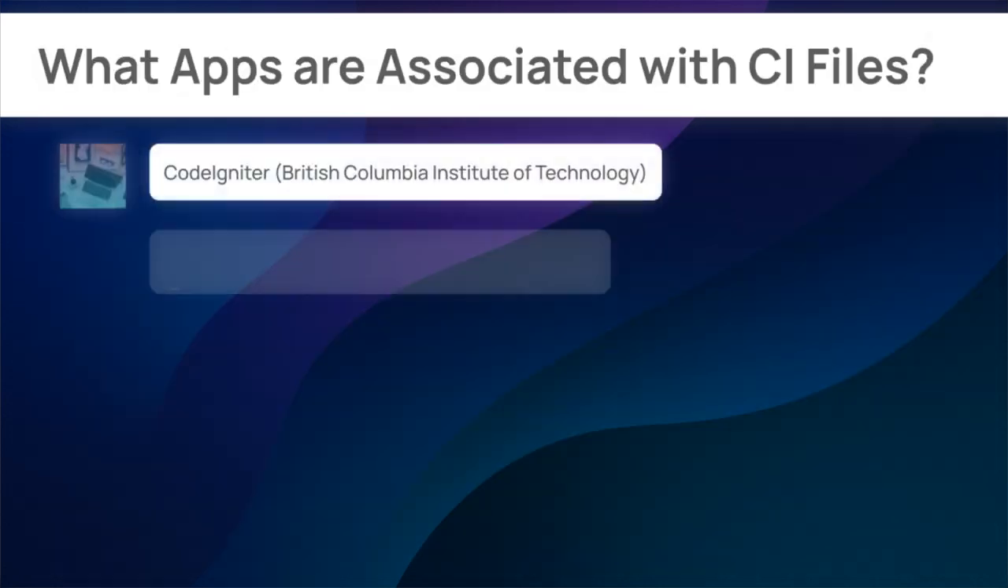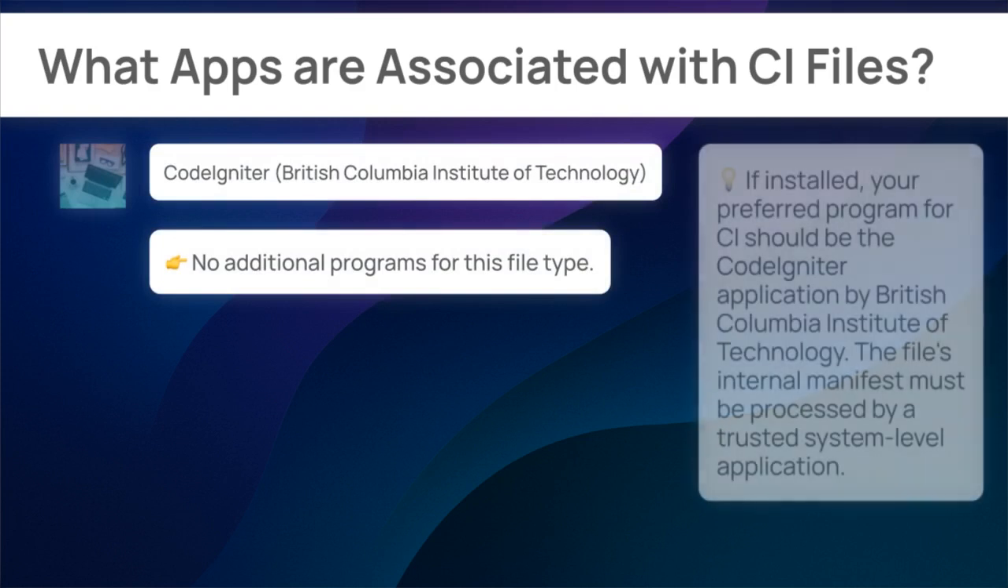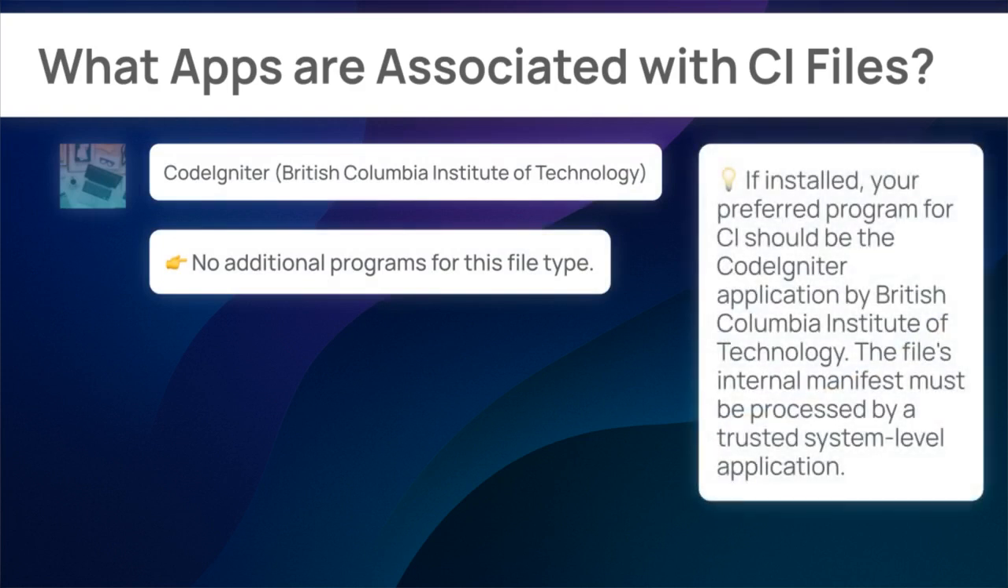For full compatibility with CI, use the proprietary CodeIgniter developed by British Columbia Institute of Technology. The file's internal manifest must be processed by a trusted system-level application. Windows supports viewing, but execution must occur through an appropriate script processor.